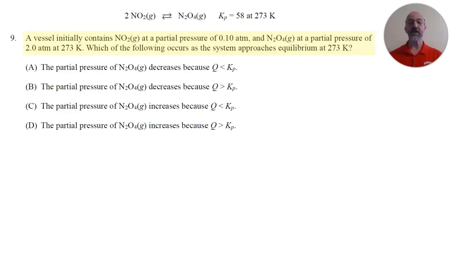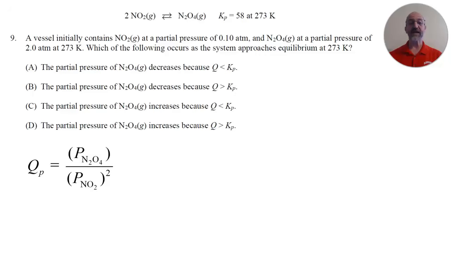Which of the following occurs as the system approaches equilibrium at 273 Kelvin? So first we will calculate the value of Q, and then we will compare the value of Q with the value of the equilibrium constant K. Remember that this is a Kp, so I will write this in terms of partial pressures. So products over reactants, the reaction quotient Q looks like this. Partial pressure of N2O4 in the numerator, partial pressure of NO2 squared in the denominator, and that's because of the coefficient of 2 from the balanced equation.